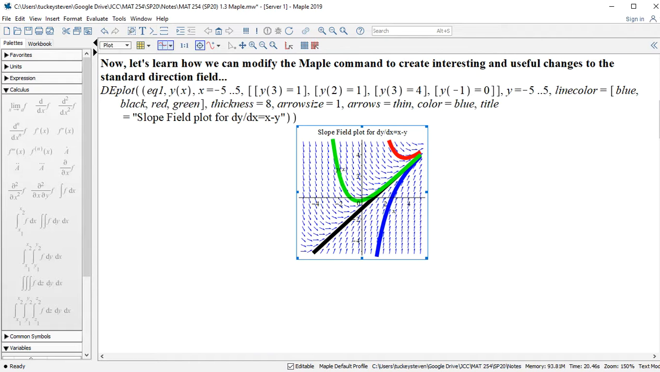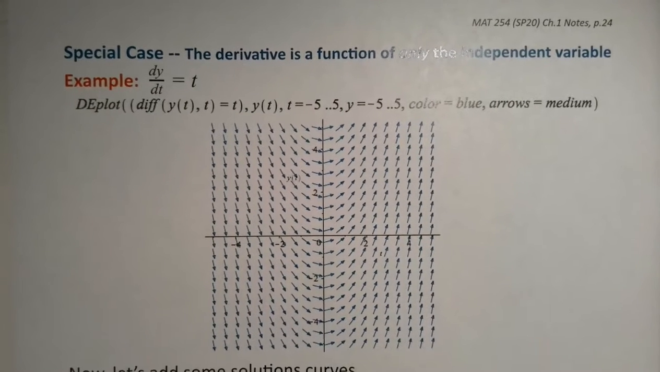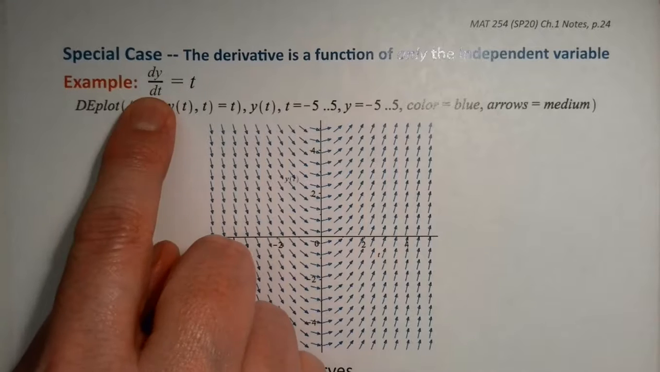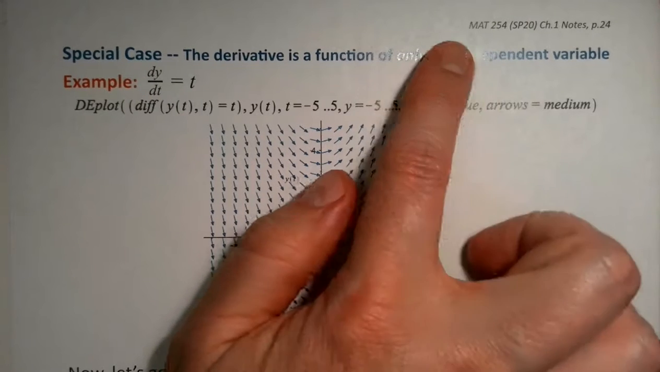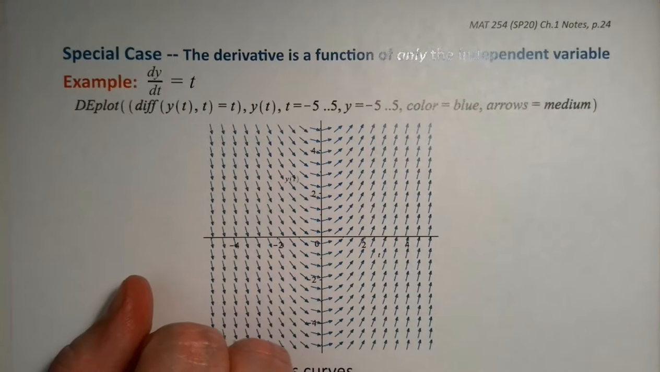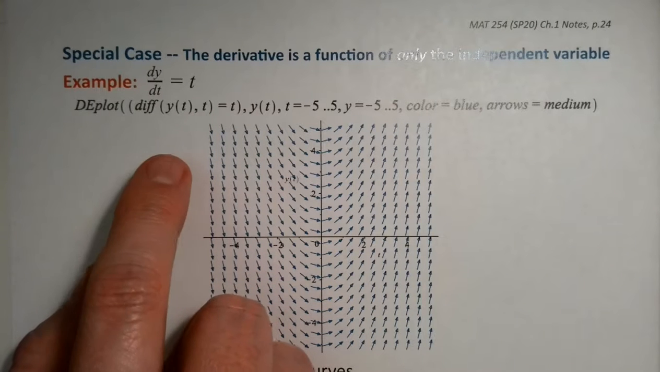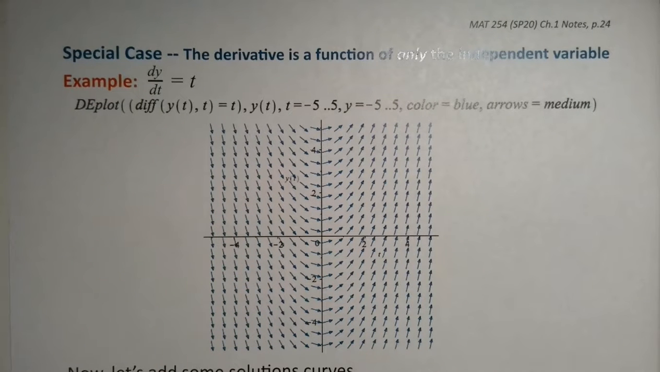So we'll switch back over and take a look at some special cases in the notes here. And so here we are in the notes. This is page 24, and we're taking a look at some special cases. The first one is, what happens if the derivative, dy/dt in this case, is a function of only the independent variable? And if I do a direction field plot, you can see something that looks kind of familiar.